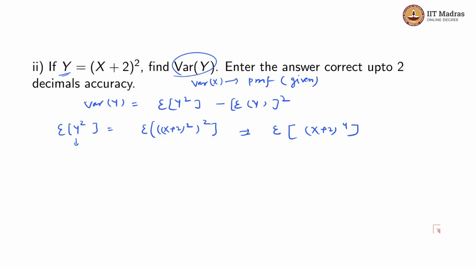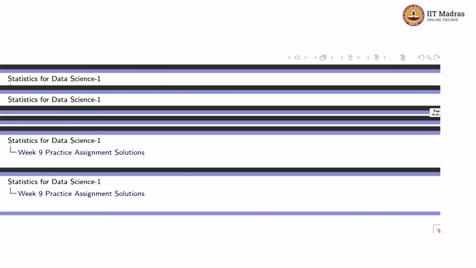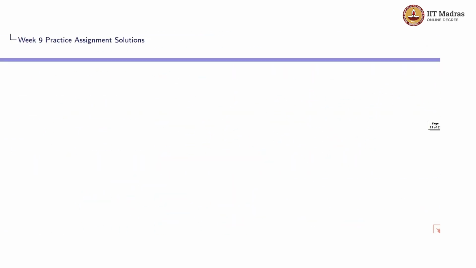Now, by using the properties of expectation, you can simply find out: since X is taking values 0, 1, 2, you have added 2 to each. Now you have got 2, 3, 4 with the same probability. So simply use the definition of expectation. It is taking values 2, 3, 4, so 2 to the power 4, and the probability will be the same. So let's go back again. The probability is 0.2, 0.3, 0.5.